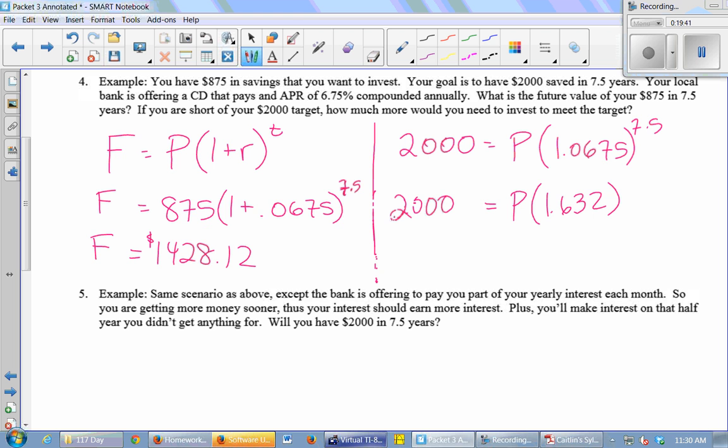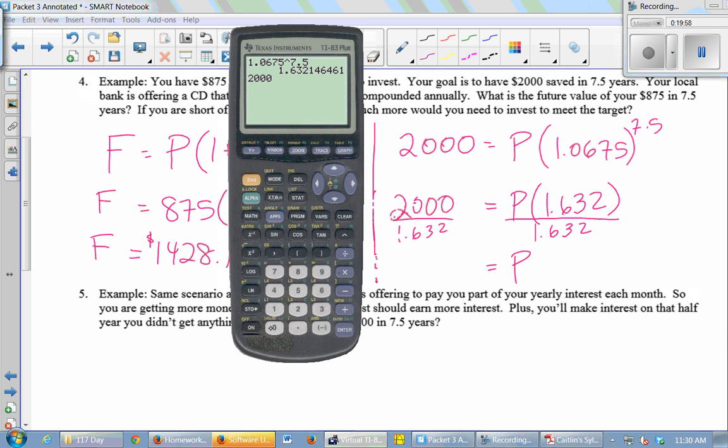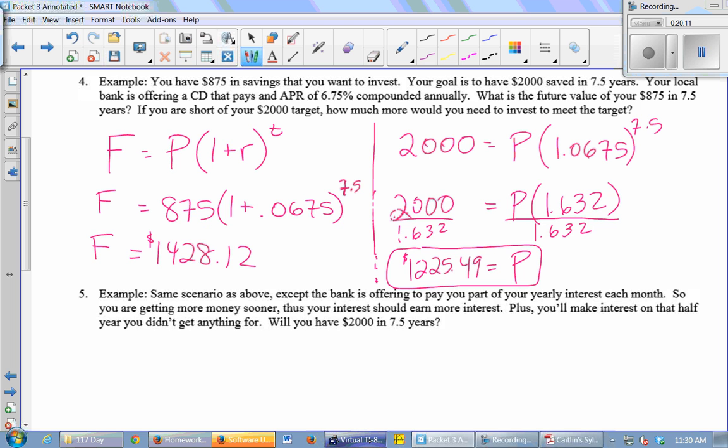1 plus 0.0675 is 1.0675. I just added it in my head. And then I'm going to divide both sides by 1.632. So we get P is 2,000 divided by 1.632, $1,225.49. So if this is your only investment option, if you want $2,000 7.5 years from now, you have to invest $1,225.49 today.